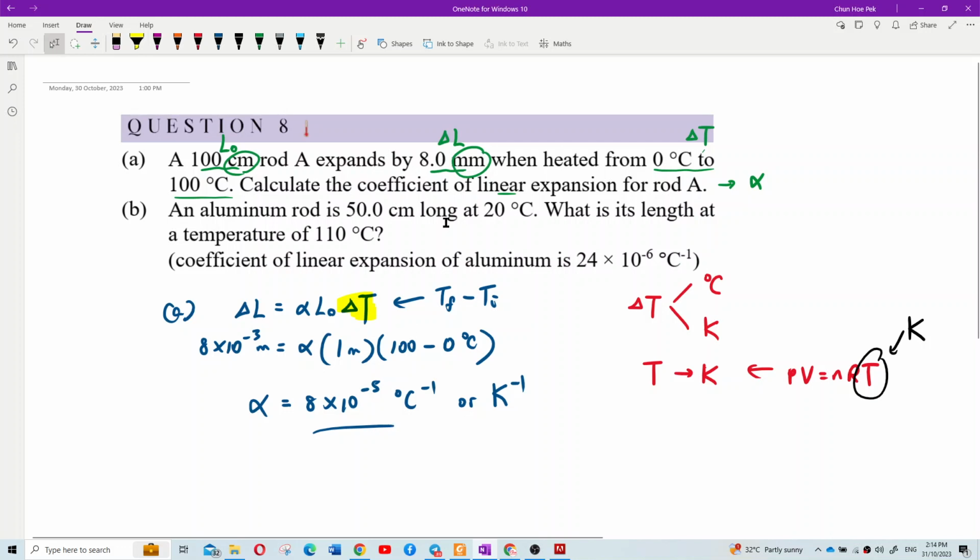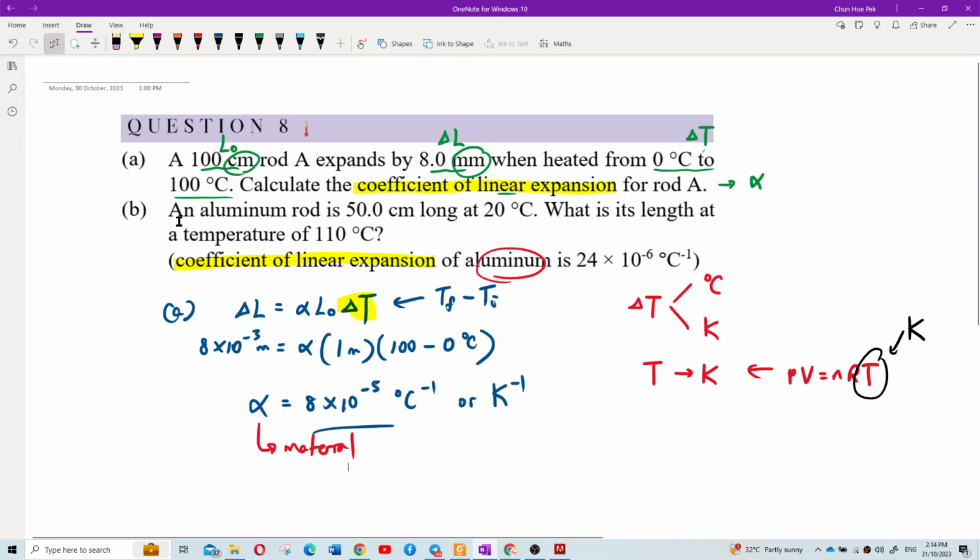Still remember what is meant by coefficient of linear expansion? It all depends on the material. For question B, this one is for aluminium. So all these alpha values depend on material; different materials have different coefficients of linear expansion. For question A, we're not sure what material it is.